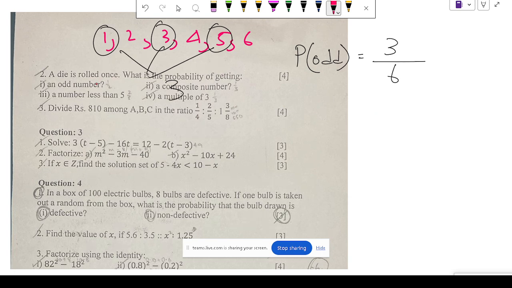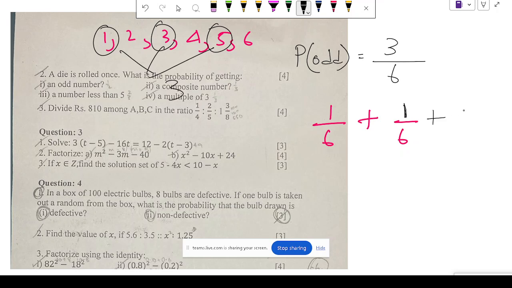A die is rolled once. What is the probability of getting an odd number? So we have 3 odd numbers. Total there are 6 numbers, right? Yes, 6, sir. When you roll once, you get 1 divided by 6. Out of 6 you get 1, plus. The second time you roll, you get the next odd number, again that is 1 by 6, plus.